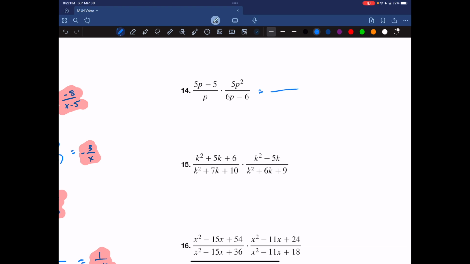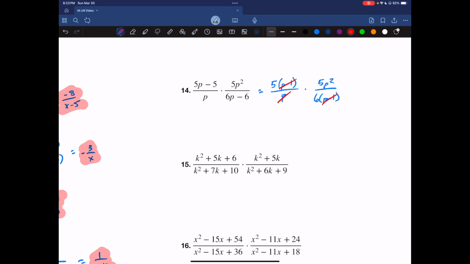All right, so on top, I'm going to take a 5 out, so it's going to be p minus 1 over p times 5p squared over, we'll take a 6 out, p minus 1. All right, I can get rid of the p minus 1. I can't get rid of the 5s because they're both on top. We need one on top and one on bottom to get rid of them.